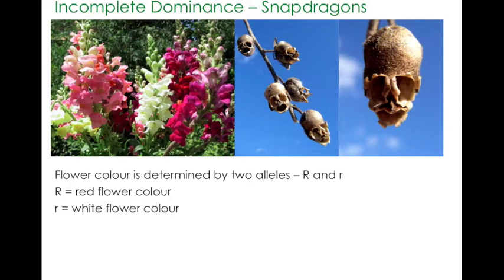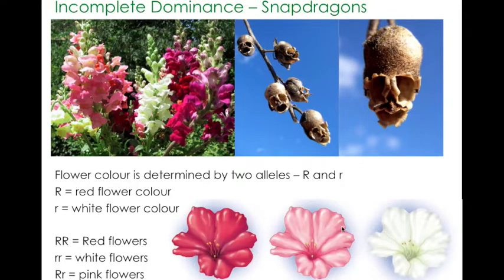Flower color is determined by 2 alleles. If you have capital R, you produce a red flower color. If you have a lowercase r, you will produce a white flower color. Now, here are the possible outcomes. Flowers which have 2 capital R's will produce red flowers, and flowers which have 2 lowercase r's will produce white flowers. However, flowers with a capital R and a lowercase r will produce pink flowers. You can see the pink is the intermediate between the red and the white.